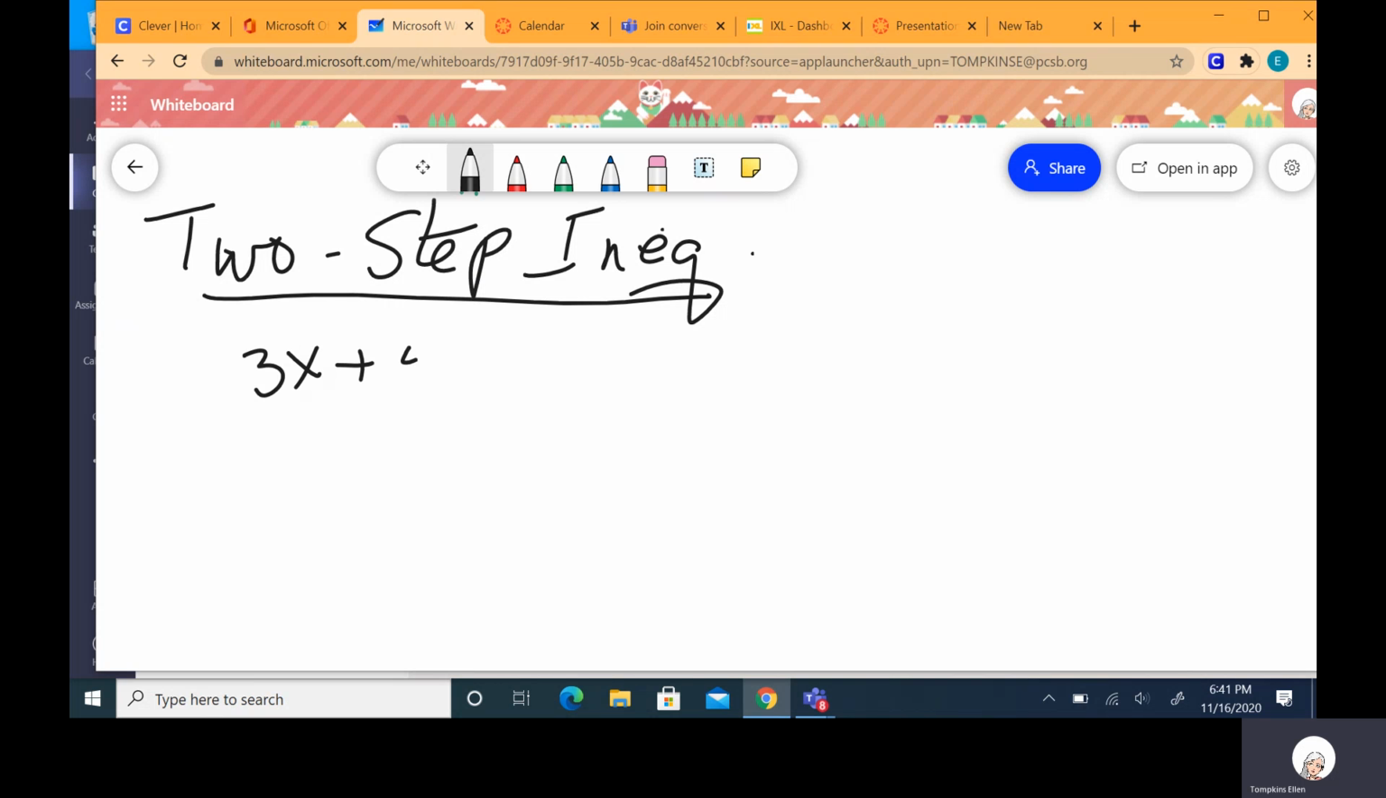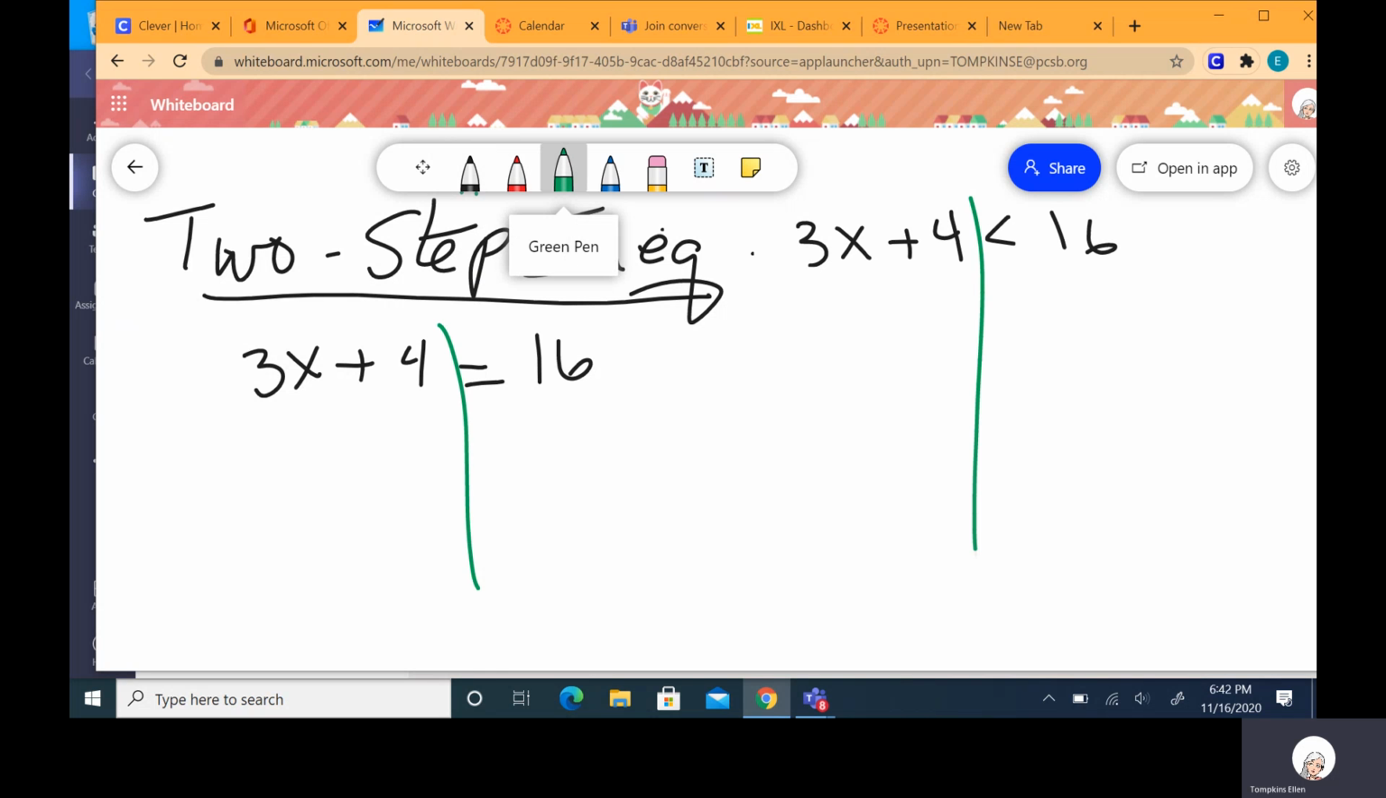So 3x plus 4 equals 16. All right, that's my equation. So let's look at it as an inequality: 3x plus 4 less than 16. We are going to set up that little wall, and we're going to create that zero pair here. So we're going to get rid of the 4 first.